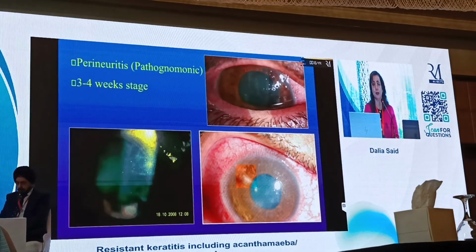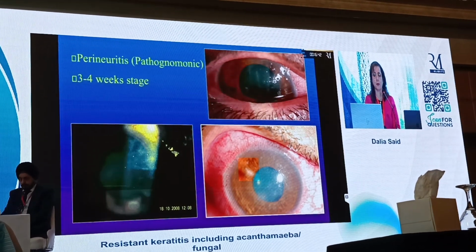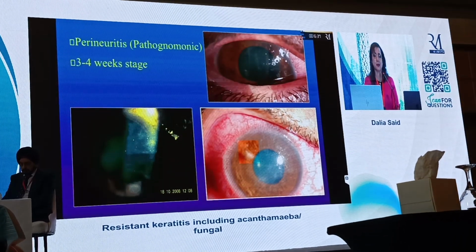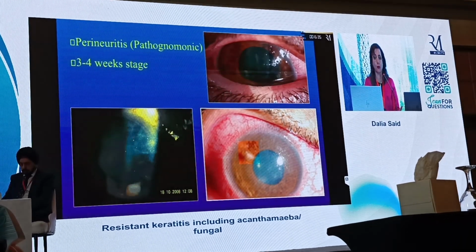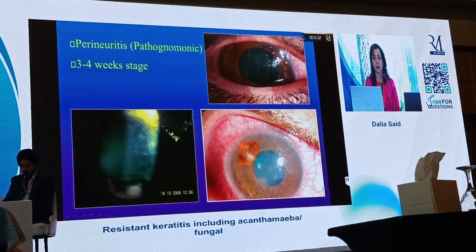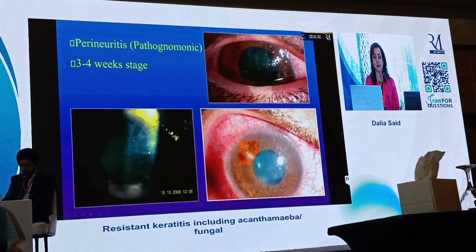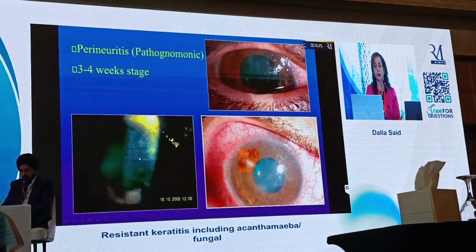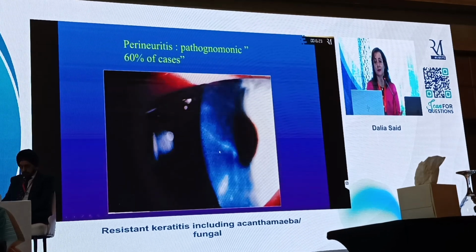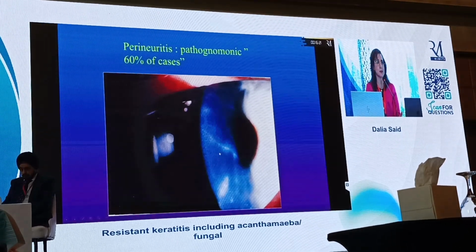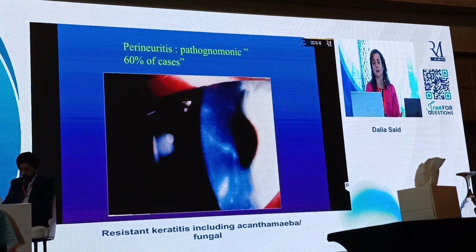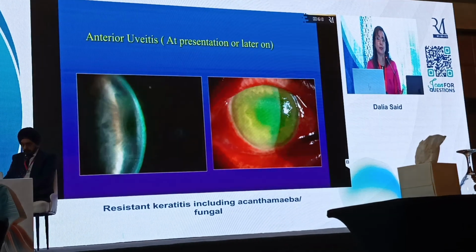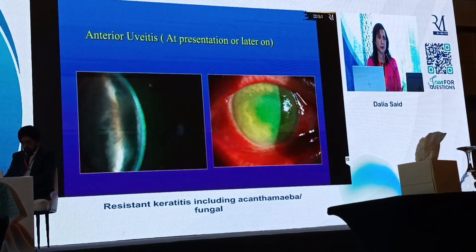So perineuritis is pathognomonic for acanthamoeba. However, you're not going to get perineuritis in week 1. This is a sign which you will see in week 3 or 4. And if you see it, it's pathognomonic because the acanthamoeba cysts are usually clumped around the nerves, and as you will see here, again much more evidence, and you can see this in 60% of cases about 3-4 weeks after infection.